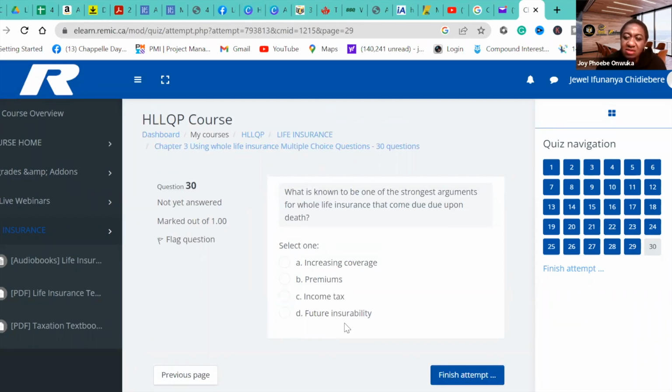30. What is known to be one of the strongest arguments for whole life insurance that comes due upon death? A, increasing coverage. B, premiums. C, income tax. D, future insurability. I believe it's income tax. Okay. Which is known to be one of the strongest arguments for whole life insurance that comes due upon death? Is it income tax? Premiums, no. Increasing coverage, no. Future. Okay.